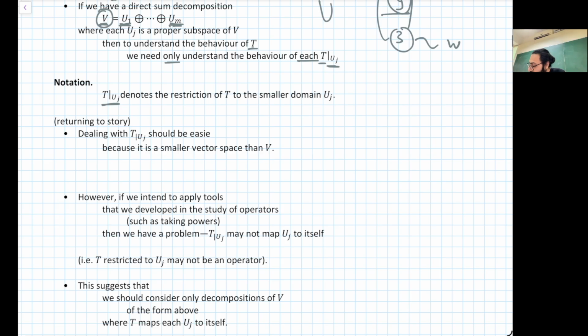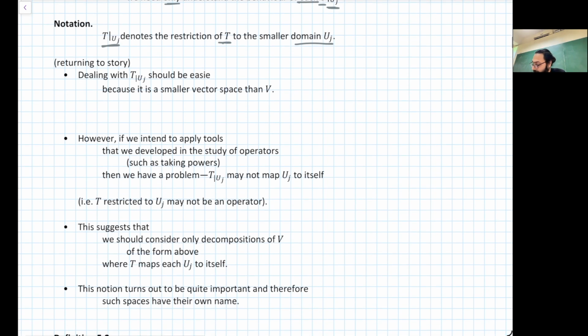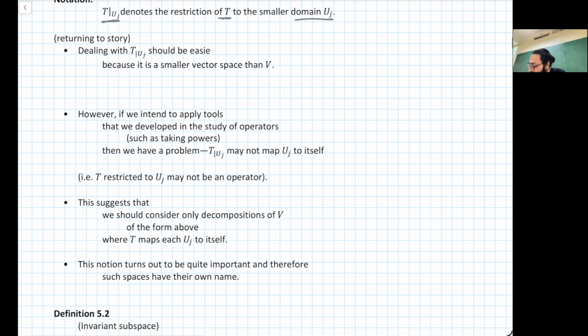Here we introduce the notation T restricted to U_j, which means you restrict T to the smaller domain U_j. Dealing with T restricted to U_j should be easier because it is a smaller vector space than V. So the intuition is that you want to understand the structure of the operator, and we're trying to do it by understanding it on smaller, simpler blocks of the vector space, rather than directly on the big vector space.